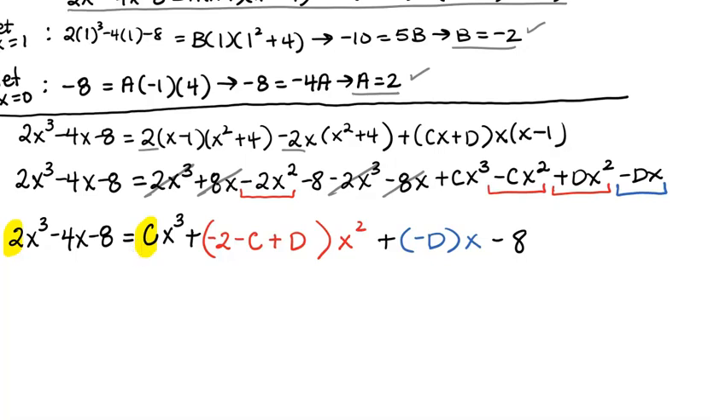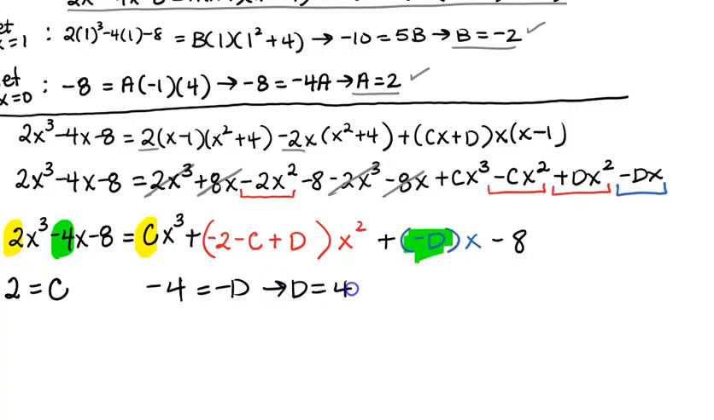But if these two things are equal, then the number in front of x cubed on the left side of the equation has to equal the number in front of x cubed on the right side of the equation. Similarly, on the left side of the equation in front of x, there's a -4. And on the right side of the equation in front of x, there's a -d. But if these two sides are equal, then -4 must be equal to -d, which implies that d is equal to 4. This is called equating coefficients.